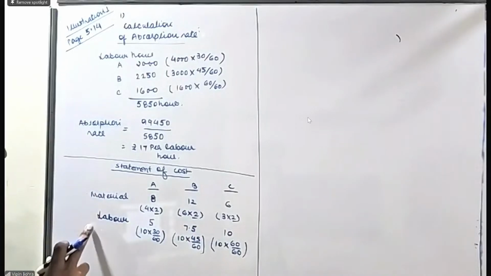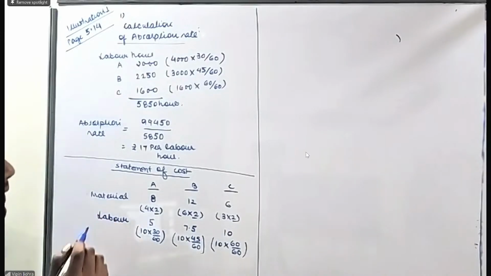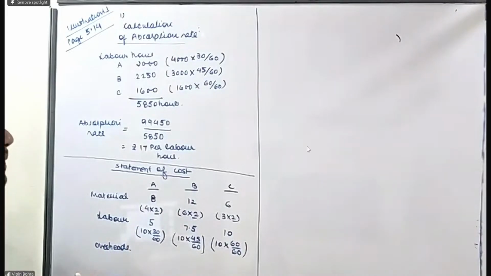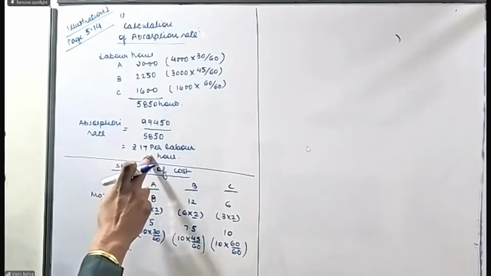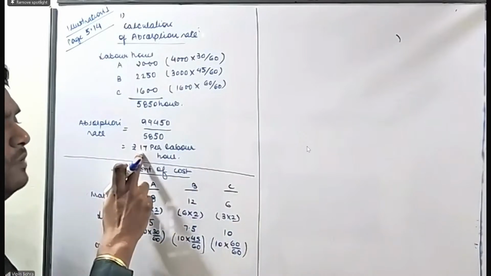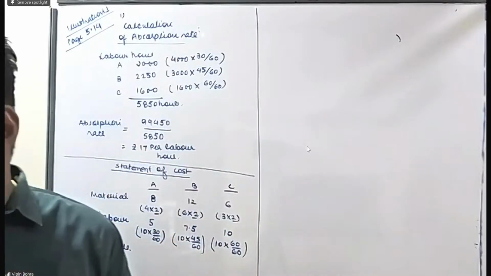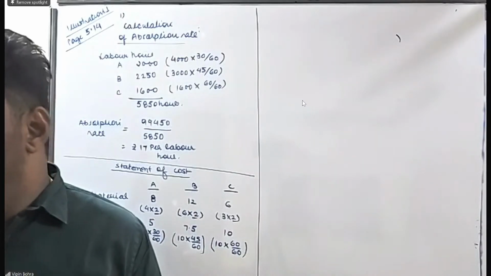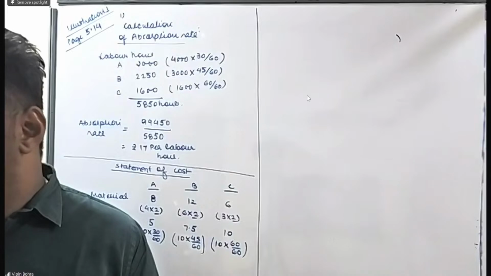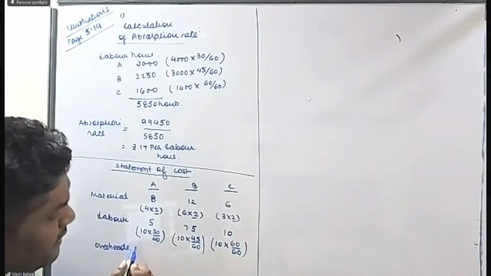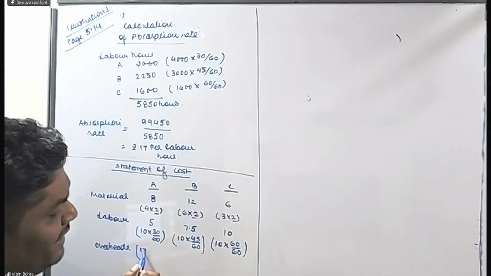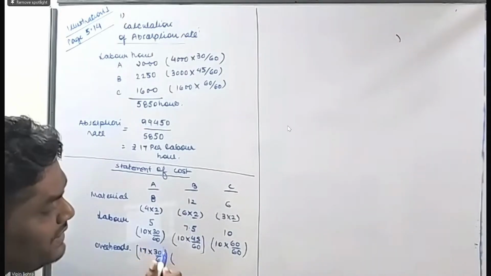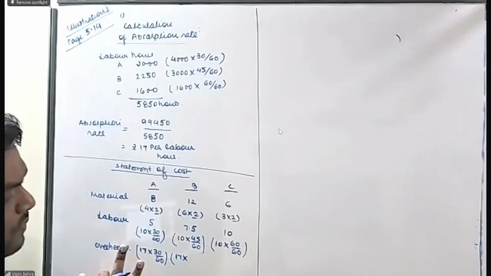So we have calculated the material cost and labor cost. Now the overheads. Since overheads are absorbed on the basis of labor hours and the overhead absorption rate is rupees 17 per labor hour, we can easily calculate the overheads. The rate is 17 per hour into 30 divided by 60. Since it is 30 minutes, 17 into.